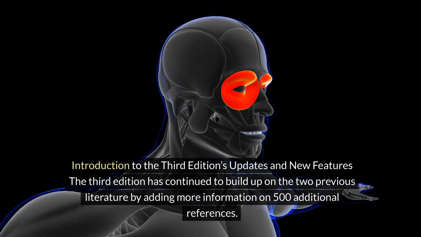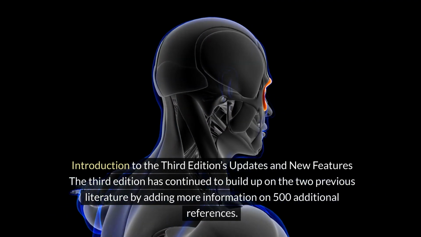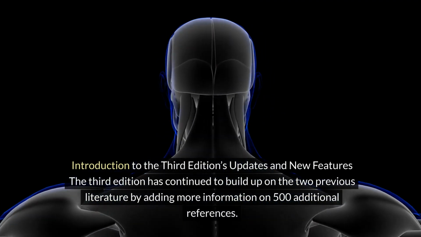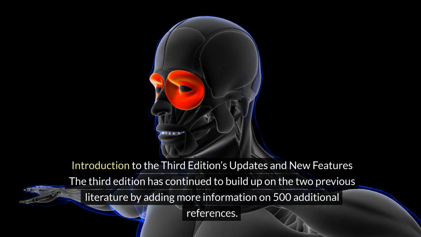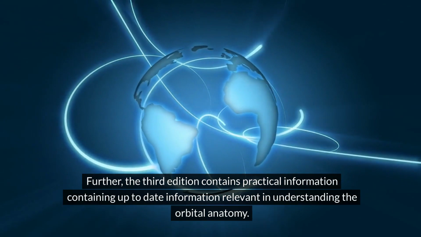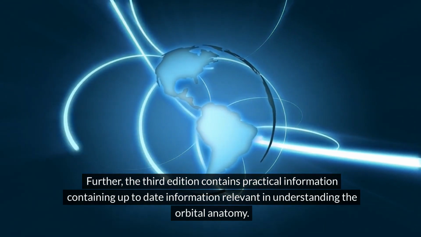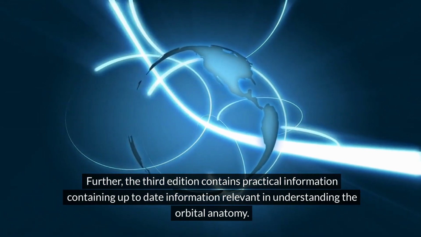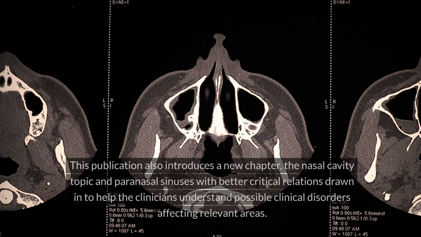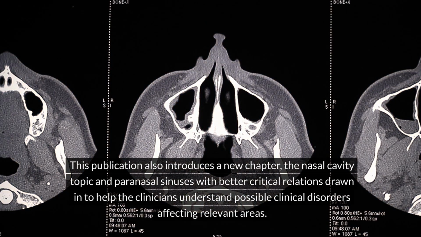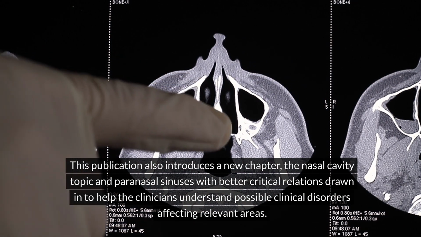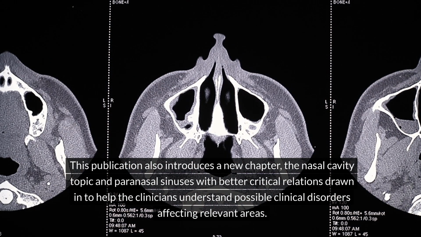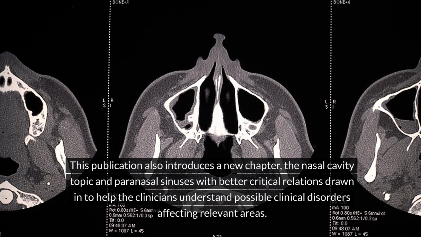Introduction to the 3rd edition's updates and new features. The 3rd edition has continued to build on the 2 previous editions by adding more information on 500 additional references. Further, the 3rd edition contains practical, up-to-date information relevant in understanding the orbital anatomy. This publication also introduces a new chapter on the nasal cavity and paranasal sinuses, with better critical relations drawn in to help the clinicians understand possible clinical disorders affecting relevant areas.